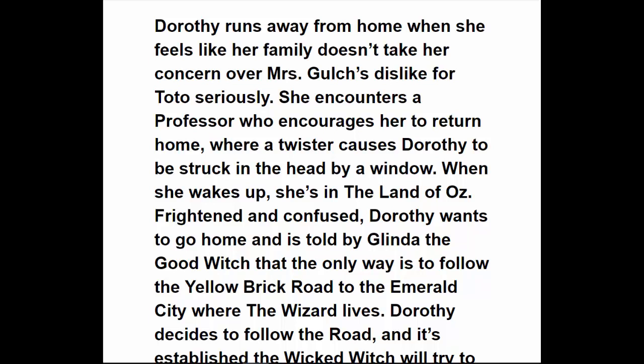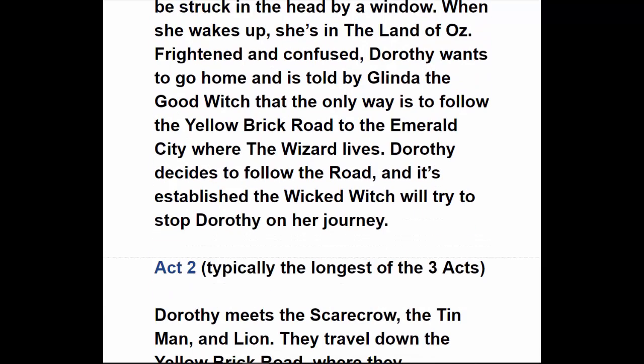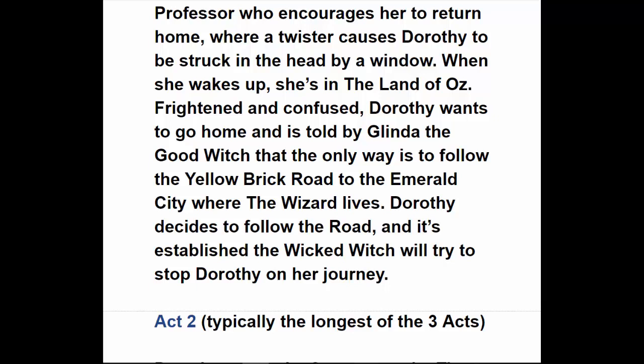She encounters a professor who encourages her to return, but then a twister, which is a tornado, picks her up and she strikes her head. When she wakes up, she's in the land of Oz. She's frightened and confused, and so on and so forth. She wants to go home, but she's told by Glinda the Good Witch that the only way is to follow the yellow brick road and find the wizard, and it goes from there. And so it's established that the Wicked Witch will now try to also stop her on her journey. That's Act 1: an inciting incident and then a continuation laying out this difficult journey she's now on.